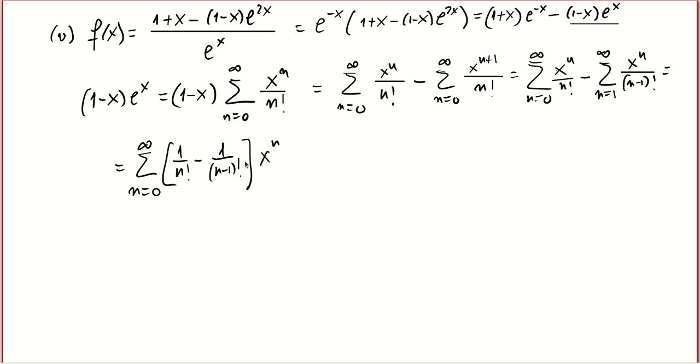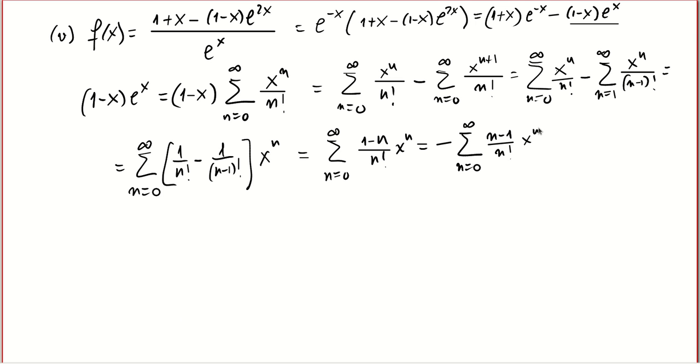Maybe a better way of writing this is to multiply by n up and down, because then we have n factorial in the denominator, and then we will have 1 minus n over n factorial x to the n, which is the same as minus the sum from 0 to infinity of n minus 1 over n factorial x to the n. All right?